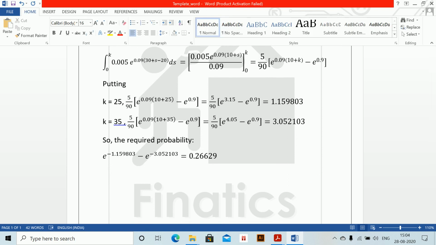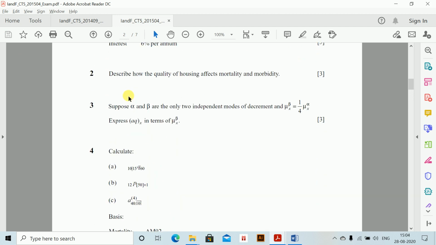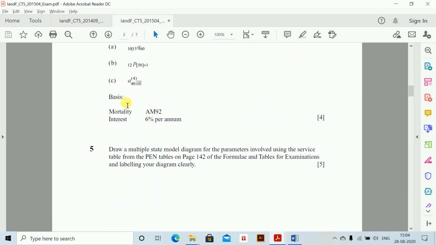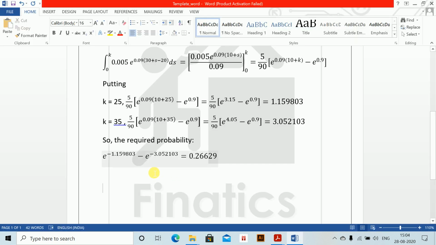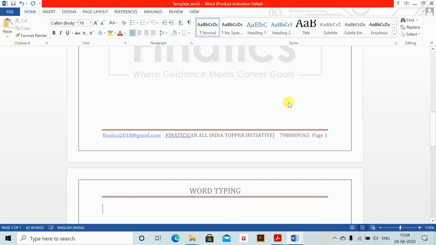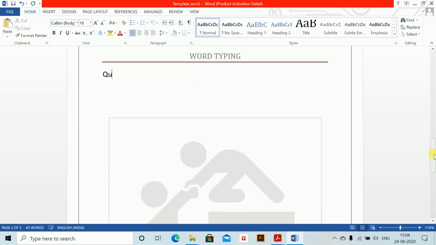Okay, next question. This is also a past year question. We'll do question 4. Calculate 10 deferred 15q60, 12p select 50 plus 1, and a40:10, on basis mortality AM92 and interest 6% per annum. So again, a new question.